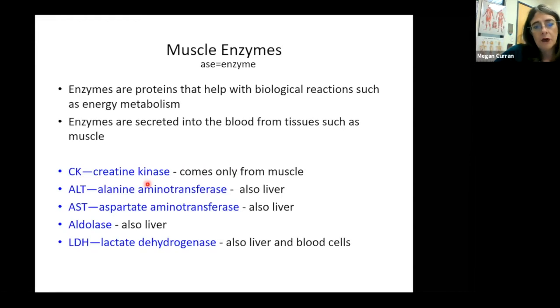Creatine kinase or creatine phosphokinase, CK or CPK, is only produced in muscle. And then these other 4 are produced in the liver as well as in muscle. And LDH is also produced in blood cells.